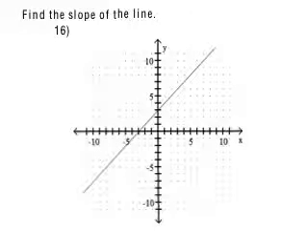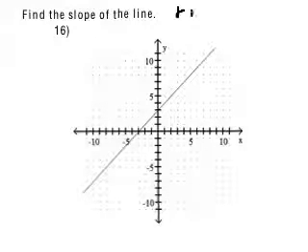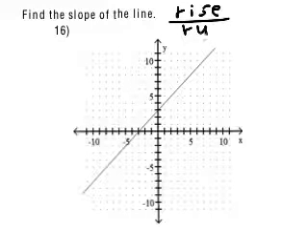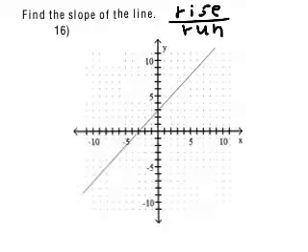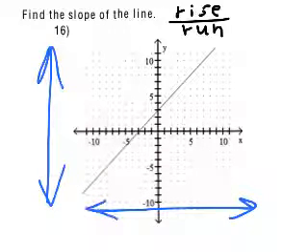Find the slope of the line. Okay, so it's been decided that slope is rise over run. It's the up and down over the back and forth.